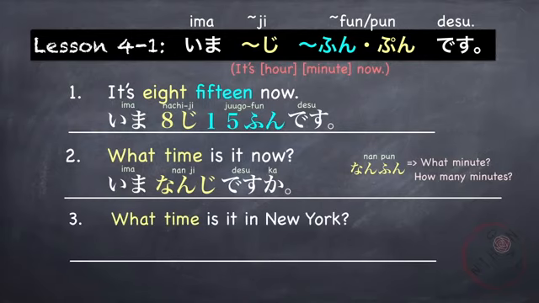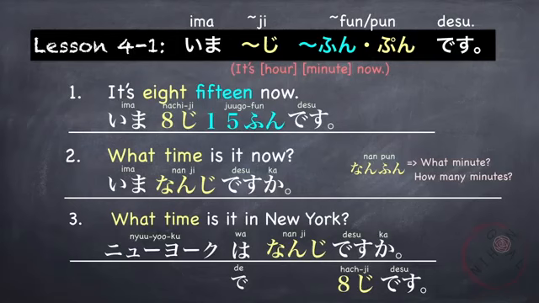You can also ask the specific time in a specific place. For example, what time is it in New York? New York is ニューヨーク followed by the particle wa, or for place, if the topic is a place, we use the particle de, ニューヨークで. But for now, we can just use ニューヨークは何時ですか, what time is it in New York? For example, the answer is it's 8 o'clock. 8時です.